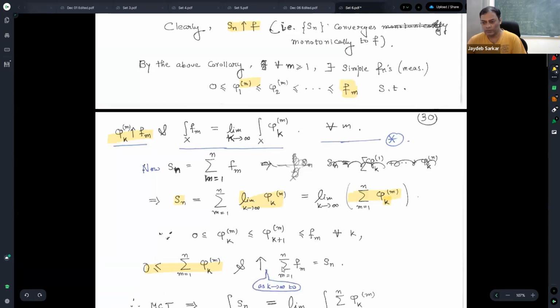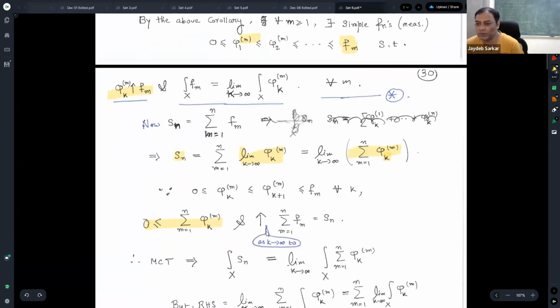What is that? I know what this sum of fm equals, Sn. That I know. And it converges, oh, I see. So this converges to the sum of fm, and that sum of fm from 1 to n, we know, is nothing but Sn, right?